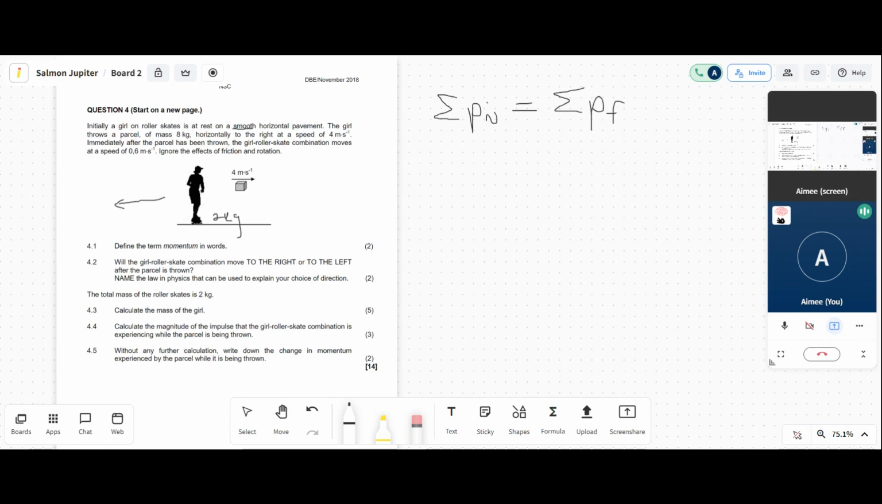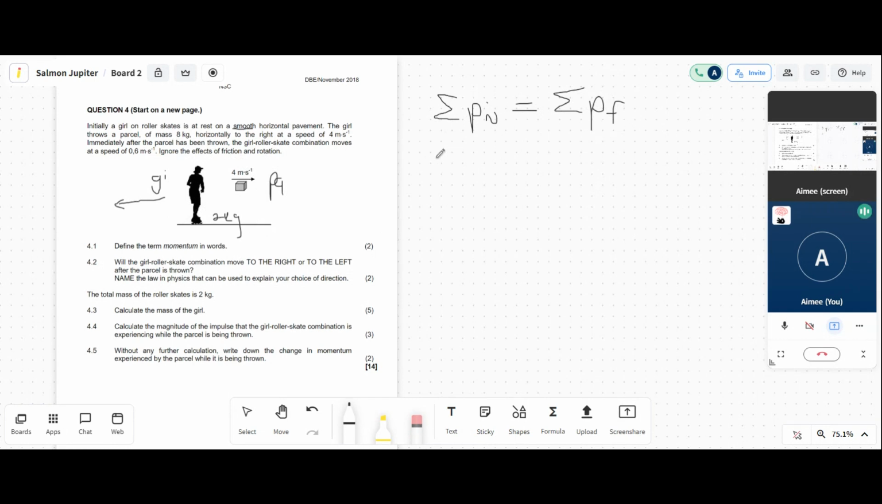So we can assume that conservation of linear momentum applies, as I've said. So now we go and write out this formula. Let's say the parcel can be PA and she can be GI, because remember, initially we need both of them. So on this side of our formula, we need the momentum initially for the parcel and the girl. And on this side, we need the momentum for the parcel and the girl.